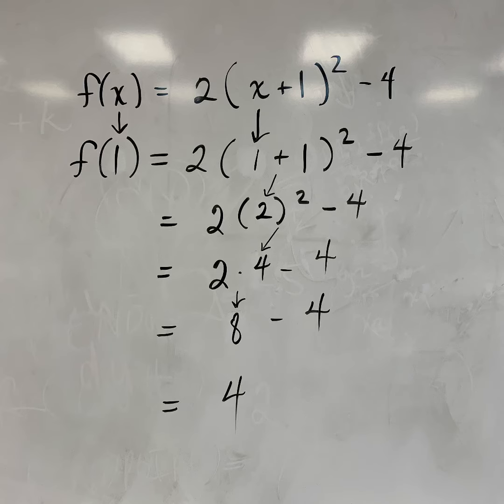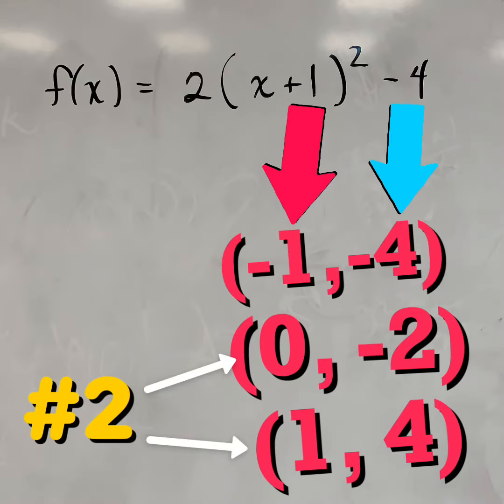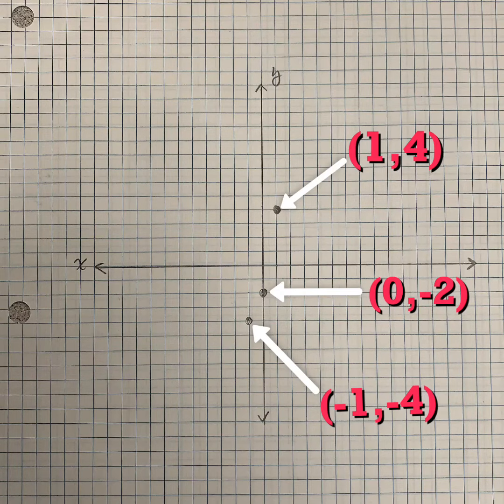I also plugged in 1 and worked this one out line by line, and my y value became 4. Make sure you are following the order of operations. After plugging in 1, my y value is 4. So here are the 3 points we were able to find the values for.